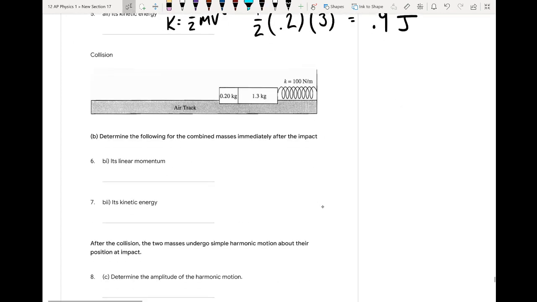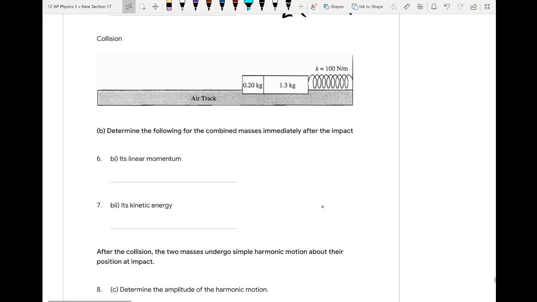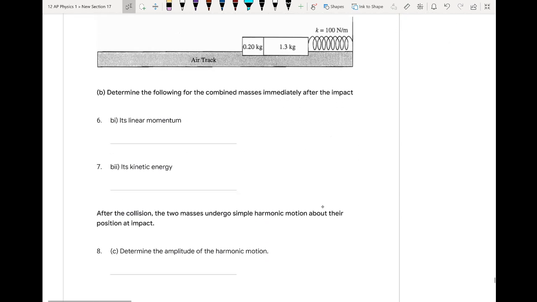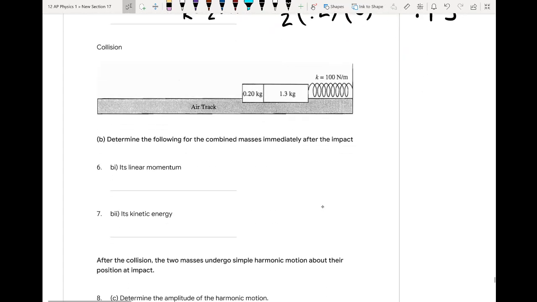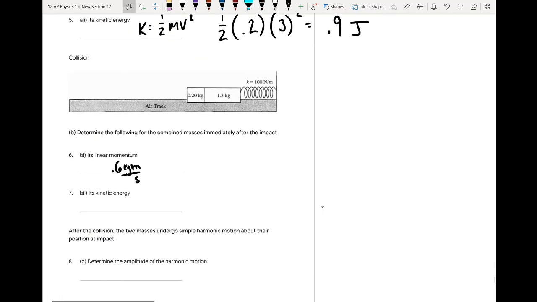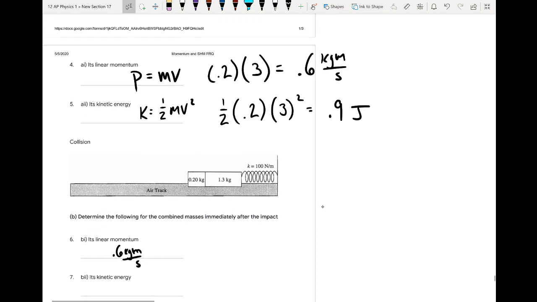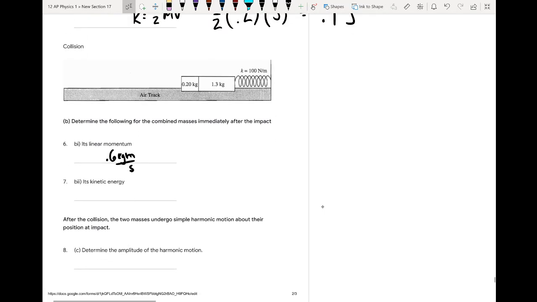Okay, now we have a collision. So we want to determine the following for the combined mass immediately after the impact. We can do one thing, because we don't know the speed. For the linear momentum, we know it has to be conserved. Our system starts with a linear momentum of 0.6 kilogram meters per second, which means that our final system has to have 0.6 kilogram meters per second as its momentum. The momentum hasn't changed. Momentum is conserved, and we don't have any outside forces acting on it immediately after the collision. But then we have to use our kinetic energy, with 0.2 plus 1.3 for the mass. We have to use our momentum equation to figure out the velocity.